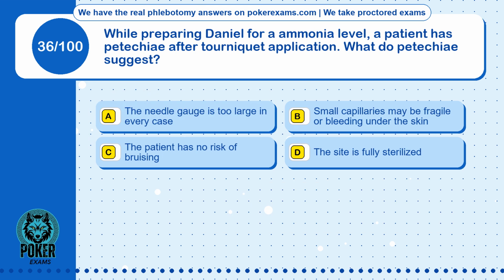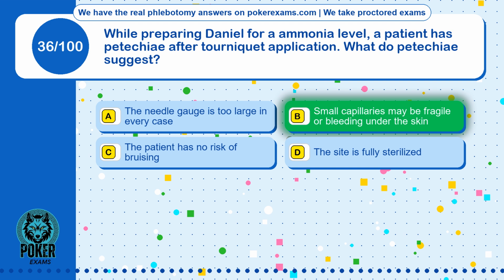Question 36. While preparing Daniel for an ammonia level, a patient has petechiae after tourniquet application. What do petechiae suggest? Option A. The needle gauge is too large in every case. Option B. Small capillaries may be fragile or bleeding under the skin. Option C. The patient has no risk of bruising. Option D. The site is fully sterilized.